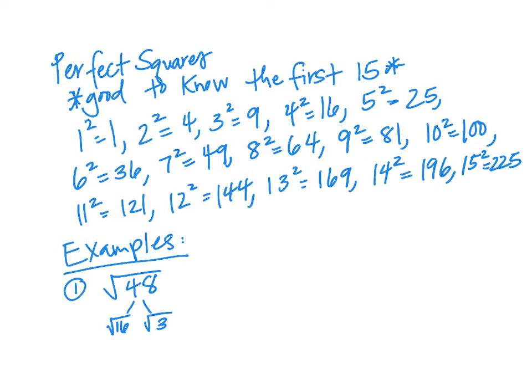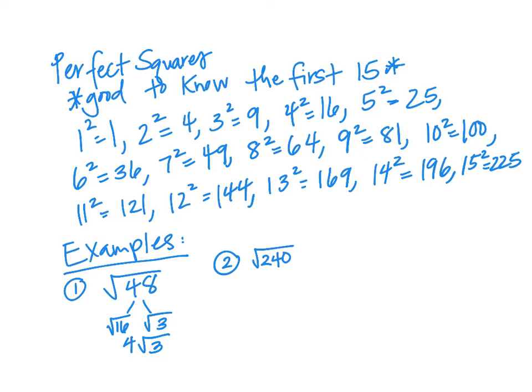So you're going to break that up just like I did and write the square root of 16 times the square root of 3. Well, we know that the square root of 16 is 4. So we can take that 16 out of the radical sign and write the 4 on the outside and then put the 3 on the inside. So this represents the square root of 48. All right, let's do another number.